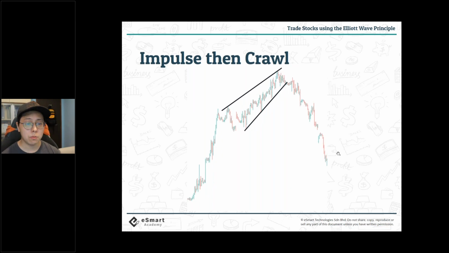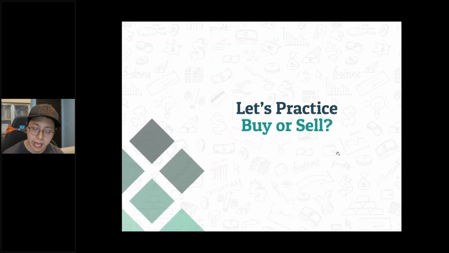So from here, I want to give you again some exercise, some practice. All you really have to do is to apply the principle of that three combination. If you see the first combination, which is impulse correction, you either buy or sell, depending on the direction of it. If you see a V-shaped formation, which is impulse, then you don't trade. And the last one is, of course, if you see a crawl, depending on the direction of the crawl, you either buy or sell.